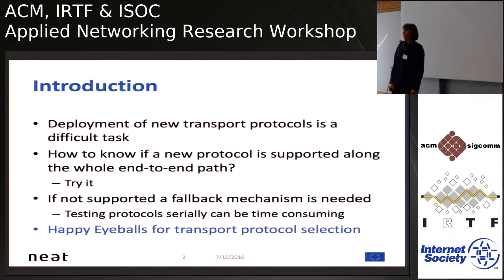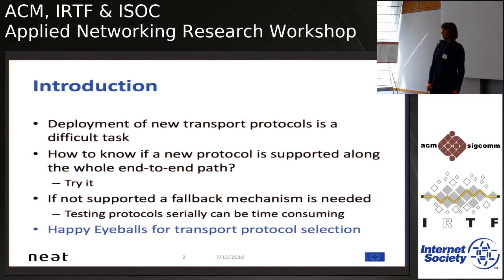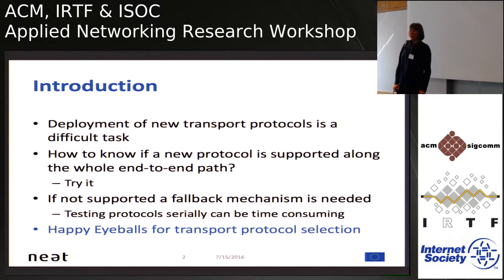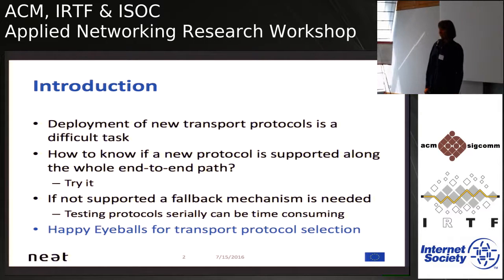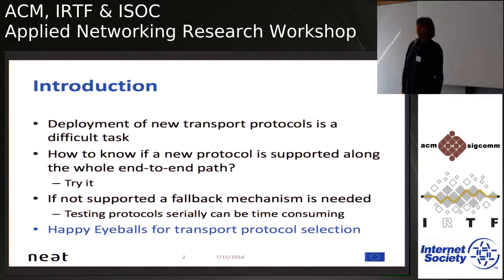So we all know that it's quite difficult today to deploy a new transport protocol over the internet. We talk about ossification of the transport stack and how to get new protocols out there. And one of the problems that we have to face if we want to deploy a new protocol is how do we know if it actually works end-to-end over the path? Unless we have some explicit signaling or a priori knowledge of this particular path, the only way we can really find out is to try it out.